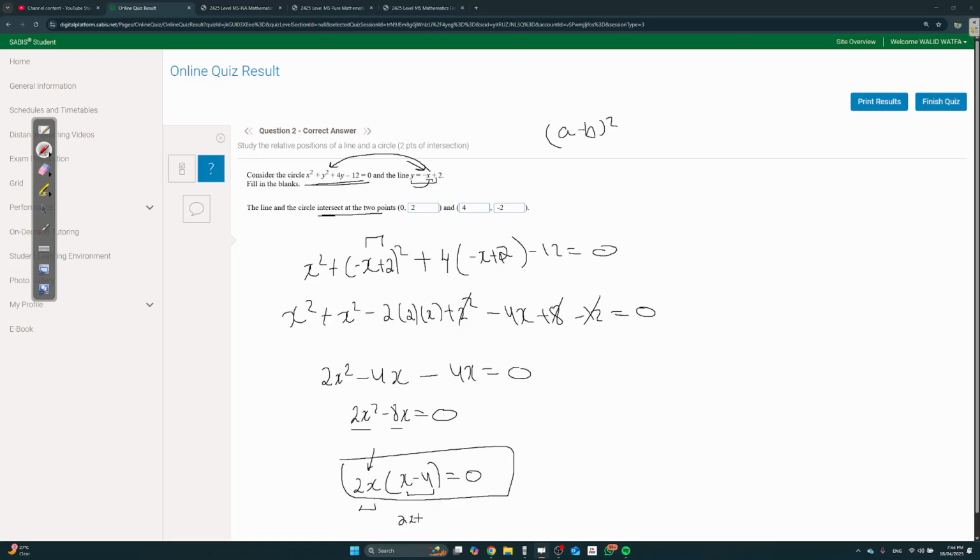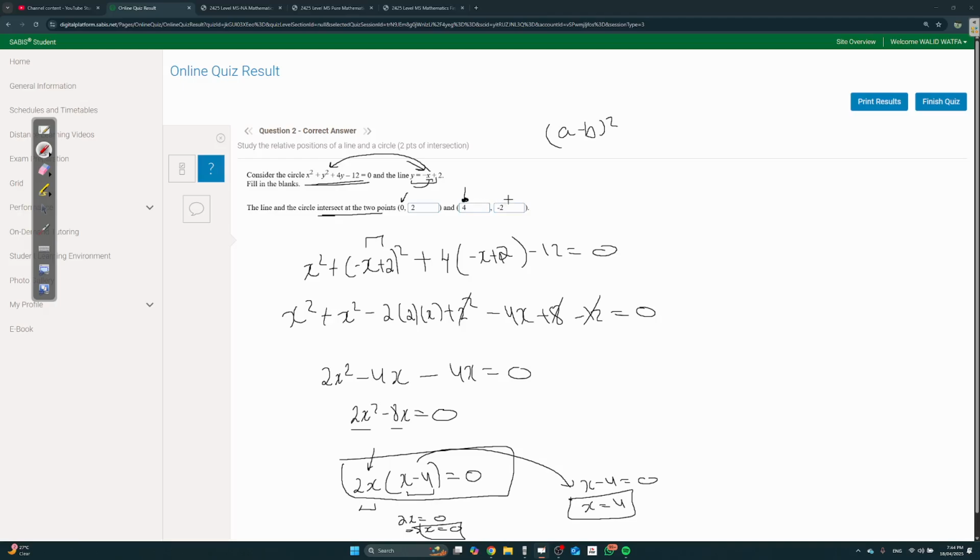So let's see. When 2x equals 0, that means what? x is equal to 0. When you divide 0 by 2, you get x equals 0. And when x minus 4 is equal to 0, x will be equal to 4. So you have 2 cases, when x is 0 and when x is equal to 4. So for these 2 points, you have 0 and 4 as your x coordinates.